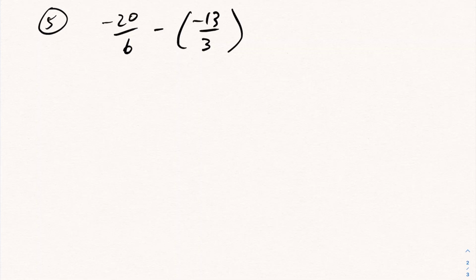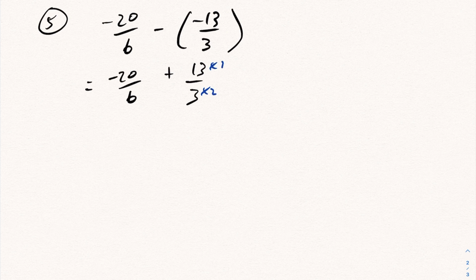Again, pause the video. Try this one out yourself. So again, to simplify this here, you have to take a look at these two minus signs here, right? These two minus signs, they'll come together and become positive 13 over 3. And now again, we need a common denominator. That's going to be 6. Multiplying top and bottom by 2, and you end up getting 26 over 6.